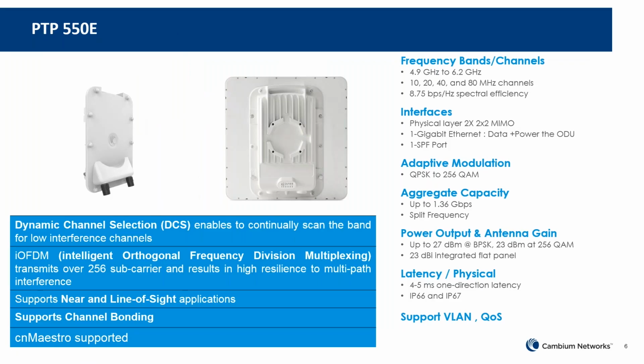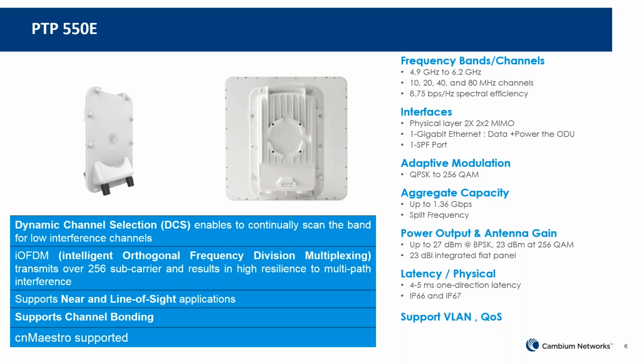So introducing the PTP 550, the frequency range for this one is 4.9 to 6.2 gigahertz. The channel sizes it supports are 10, 20, 40, and 80 megahertz. The spectral efficiency is 8.75 bits per hertz. With respect to interfaces, it mainly has two. One is the gigabit Ethernet, which is for data and power, and the other is the SFP or fiber port. This radio can do from QPSK to 256 QAM. It has an aggregate speed of 1.36, 1.4 gigabits per second. This is aggregate, which means it's to and from.